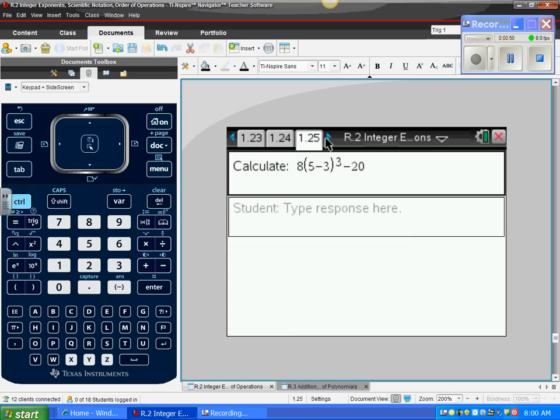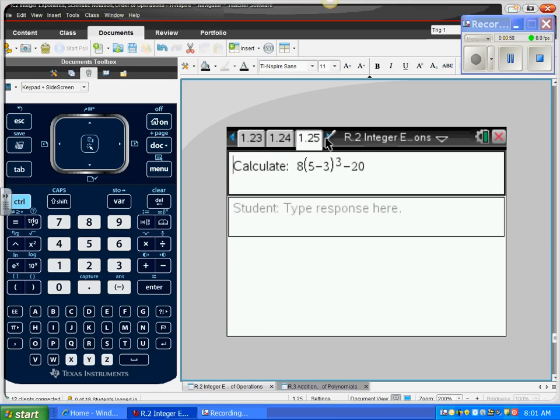Okay, so what we're going to do here is use order of operations to calculate the value of this expression. We have 8 times (5 minus 3) cubed minus 20. So if we use order of operations, please excuse my dear Aunt Sally, we're going to start with what's in the parentheses. So here's my parentheses, 5 minus 3. Well, that's quick and easy. We know what 5 minus 3 is. That gives us a value of 2, so we're going to replace that.